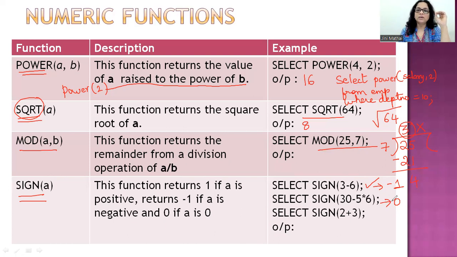0 itself. And sign of 2 plus 3. 2 plus 3 is 5. So what's the value of A? 5. Is it positive? Yes. When it is positive, what output does the sign function give me? 1 or positive 1. Is that clear?